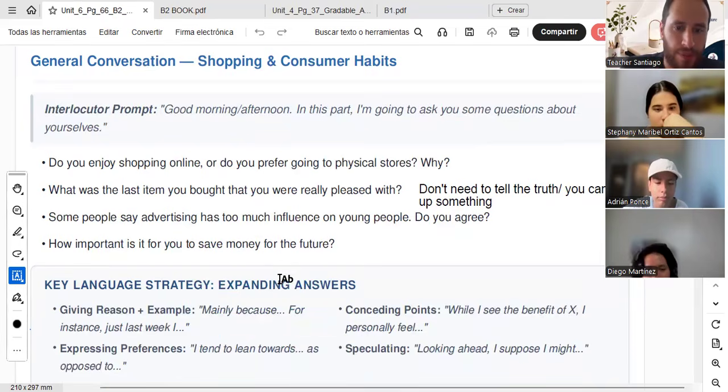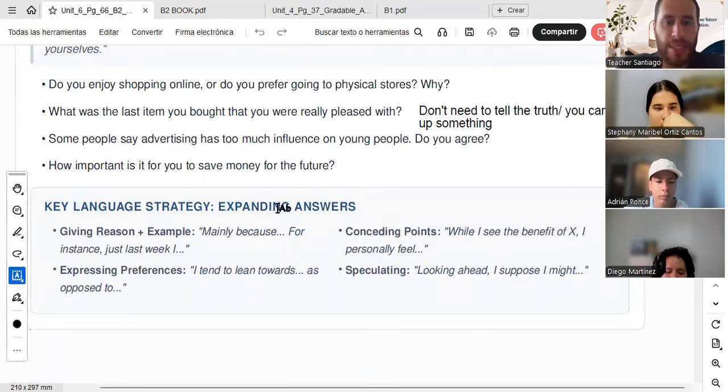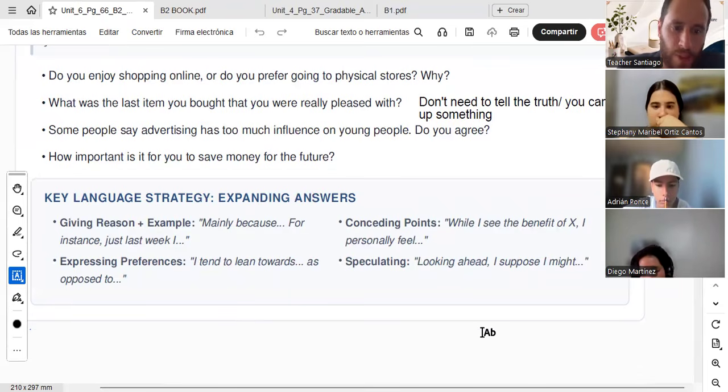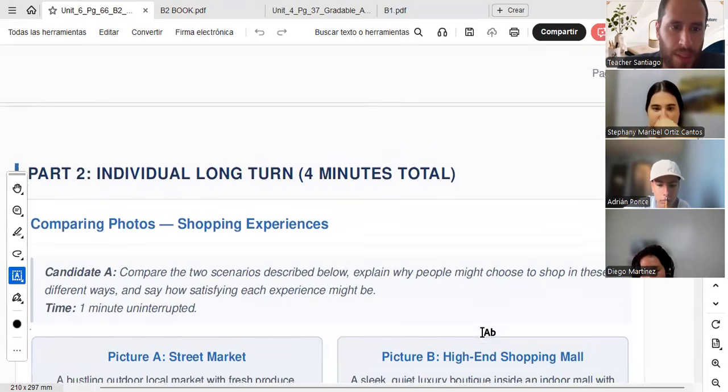So let's continue. Here we have key language strategies explained in answers: giving reasons and examples, mainly because, for instance, just last week; expressing preferences, I tend to lean towards, as opposed to; conceding points, while I see the benefit of, I personally feel; and speculating, looking ahead, I suppose I might. Okay, these are just examples.